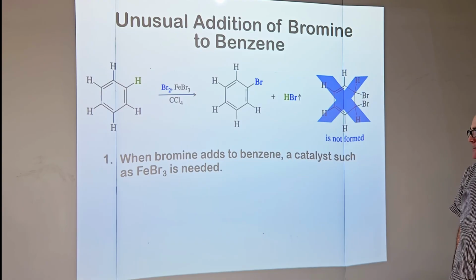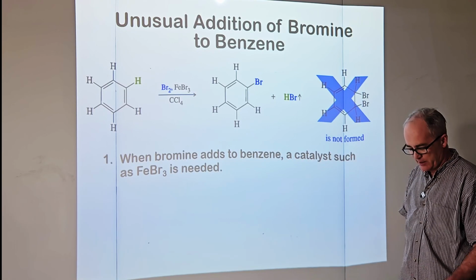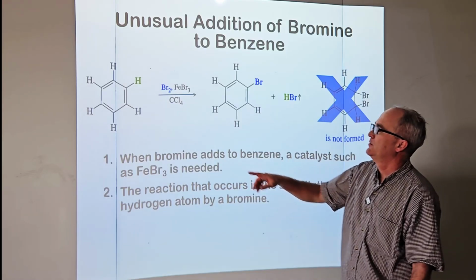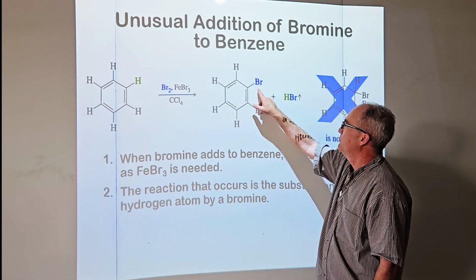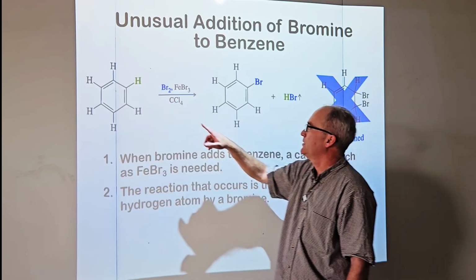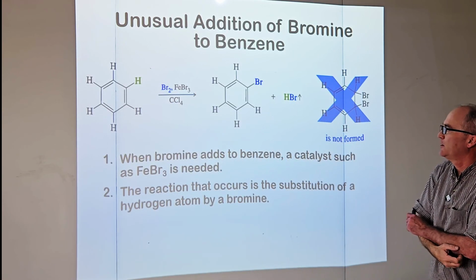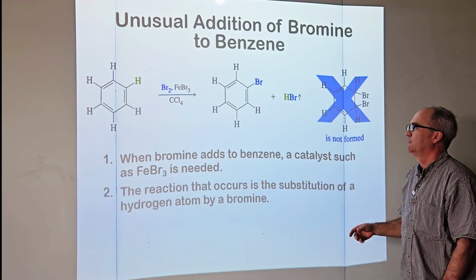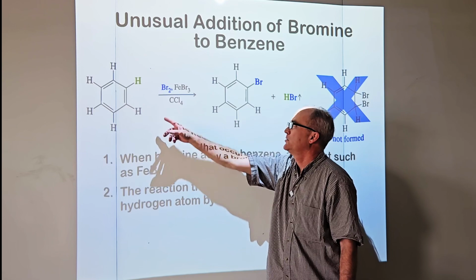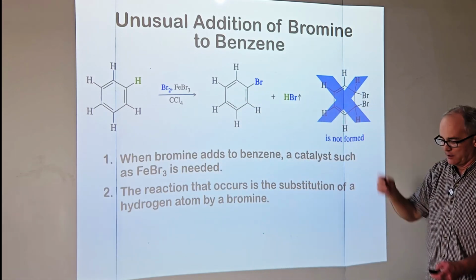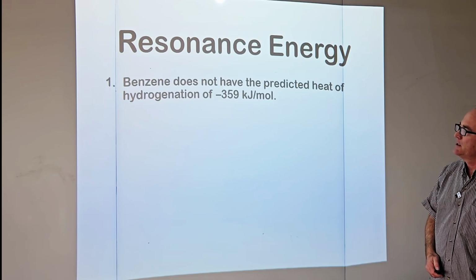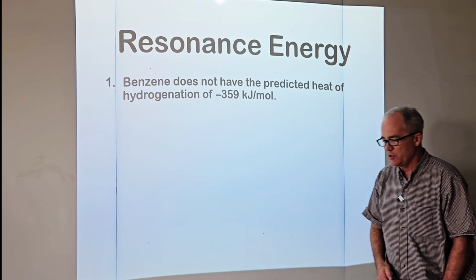When bromine adds to benzene, a catalyst such as ferric bromide is needed. The reaction that occurs is a substitution of a hydrogen atom by a bromine. See, this hydrogen went away, and we stuck a bromine on there. We had one left over because we had Br2, so we get this as a product. And we don't see this. So before today, you'd say, oh, I know how to add Br2 across the double bond from the alkene chapter. That does not occur. We don't observe that.